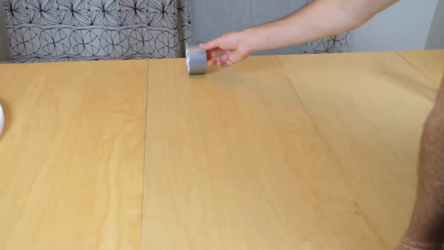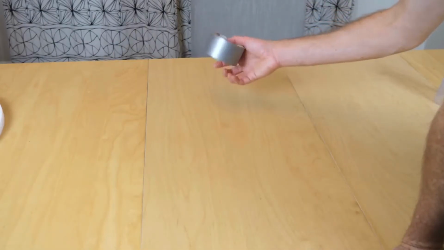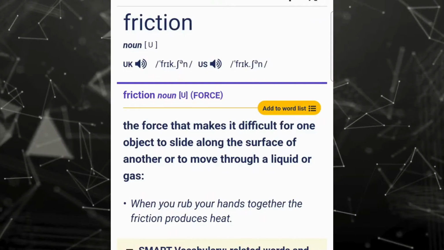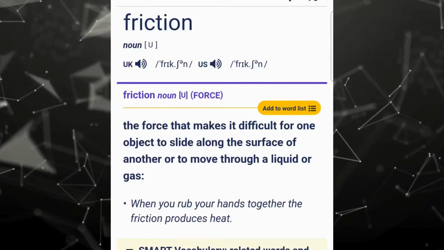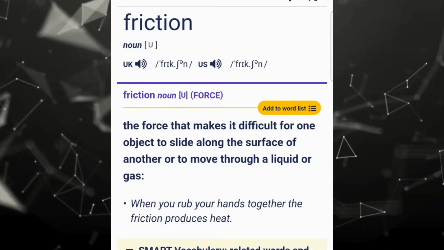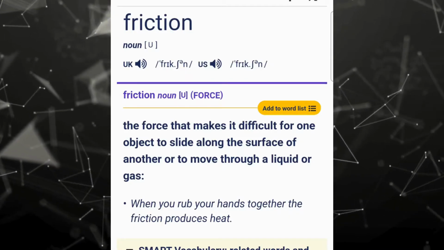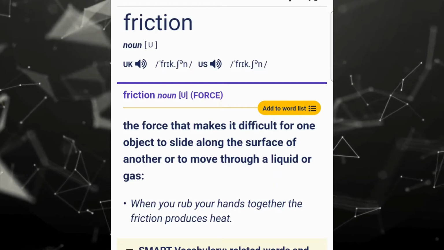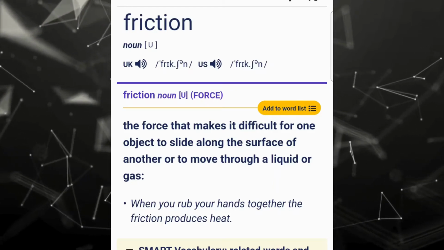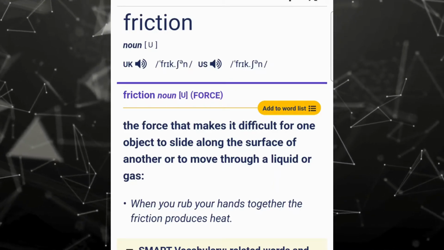So the reason this eventually stopped is due to something called rolling friction. And there is the meaning for friction. Friction. Noun, the force that makes it difficult for one object to slide along the surface of another, or to move through a liquid or gas. There you go. There's the meaning for friction.